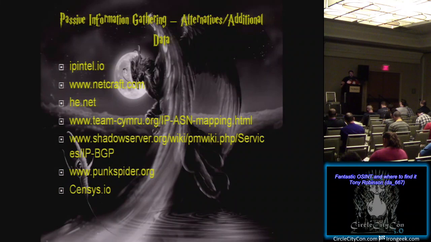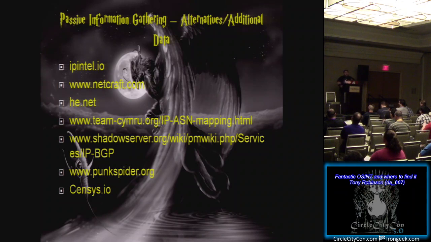Netcraft.com is an old standby. HurricaneElectric.net has a lot of AS maps and route maps, and lets you know who owns what routes, who owns what networks, and allows you to kind of get an idea of how different IP addresses, routes, and AS numbers are related to one another.